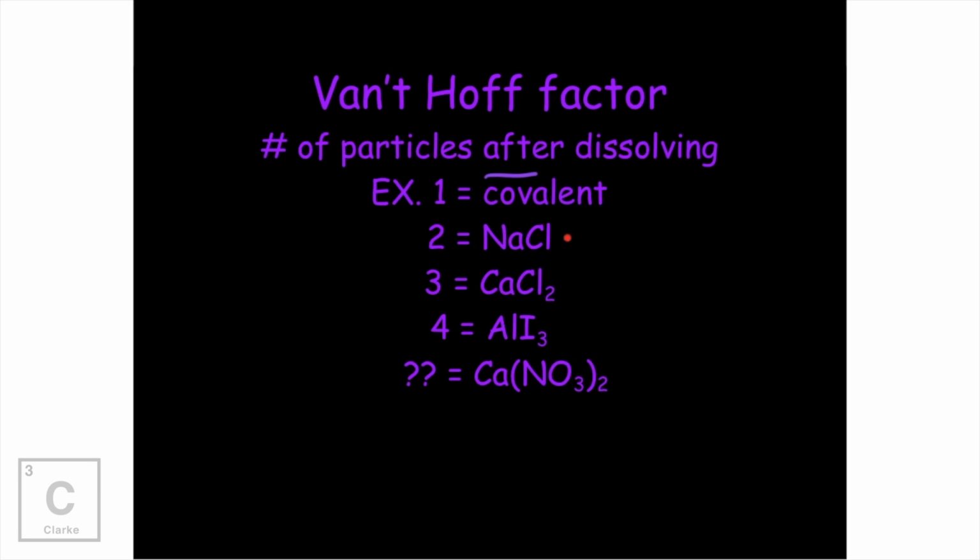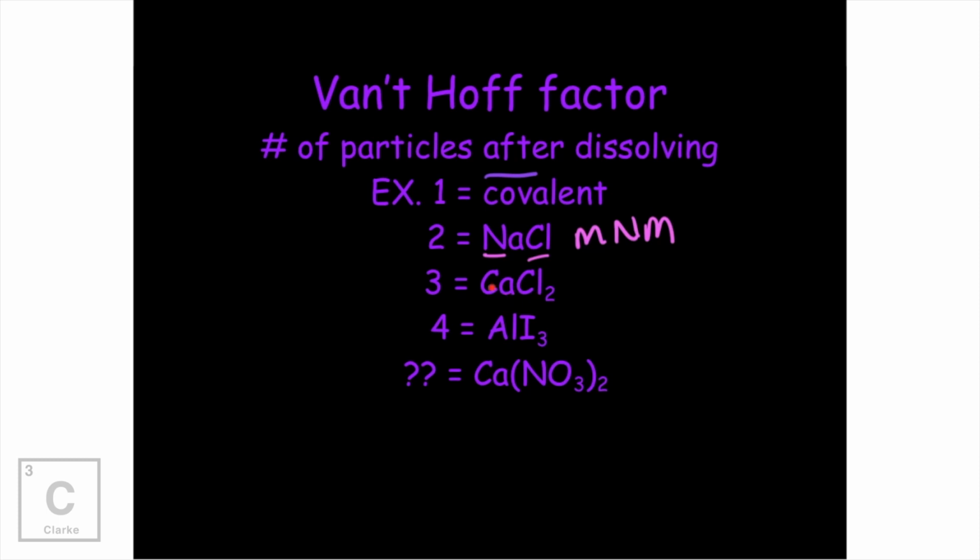If we were looking at sodium chloride, that is an ionic compound. Now remember, for something to be considered an ionic compound, it has to be made out of a metal and a nonmetal. Sodium is our metal, chlorine is our nonmetal. That's how we know it's an ionic compound. We have 1 sodium, 1 chlorine. So when a formula unit of sodium chloride dissociates, it dissociates into 2 particles. So if we were talking about salt, then we would use 2 for the Van't Hoff factor.